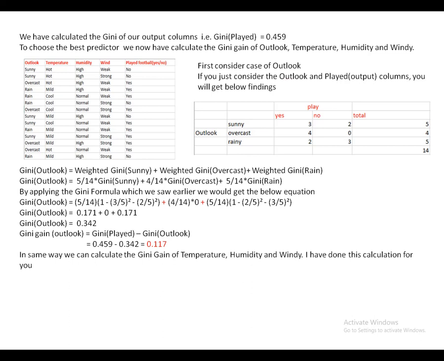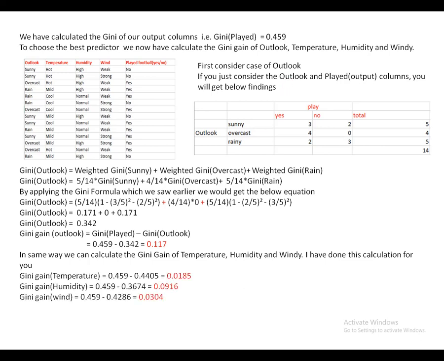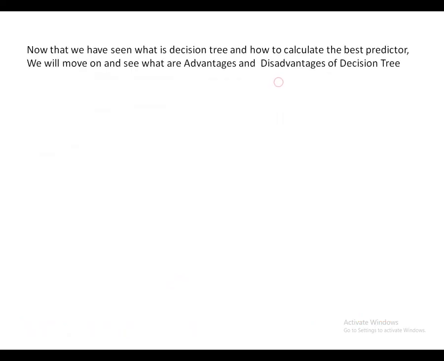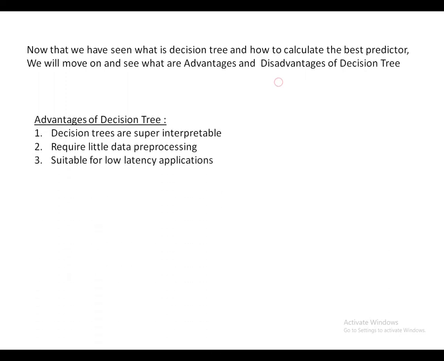In the same way, we can calculate the Gini gain of temperature, humidity, and windy. I have done this calculation for you. As the Gini gain of outlook is higher than the others, our best predictor here is the outlook column, and the root node will be formed by the outlook column. Now that we have seen what a decision tree is and how to calculate the best predictor, we'll move on and see what are the advantages and disadvantages of decision trees.